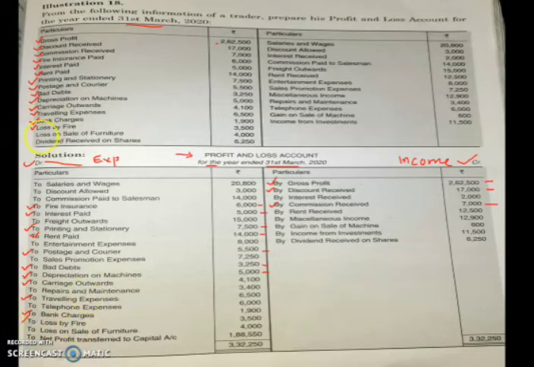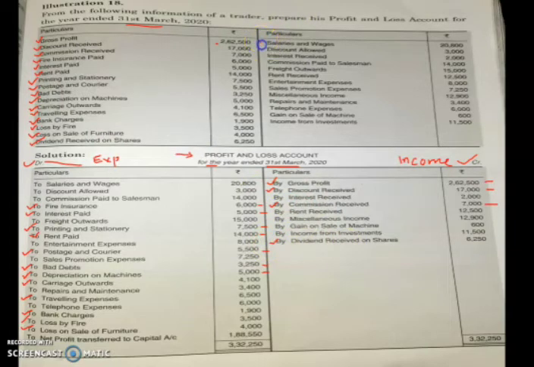Next, loss on sale of furniture. When you sold furniture, you had a loss that you have to record on the loss side. Okay. Then dividend received. I have informed you that whatever is received, you will record it on the credit side. So you have received the dividend on your shares, so that will be recorded on the credit side.